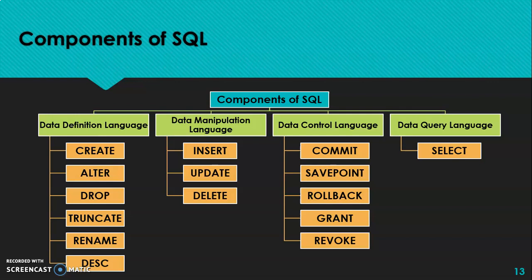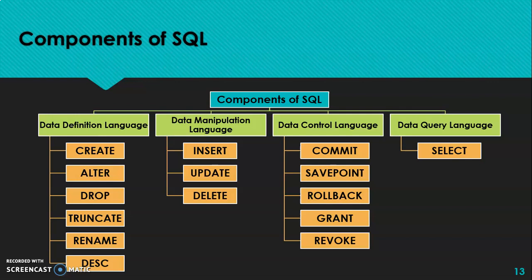Next you have drop. If you want to delete your table, then you use drop. Truncate: the table remains but if you want to remove the data inside the table, then you will be using truncate. Then rename, if you want to rename your table. And then DESC, or describe. This gives me the schema of my table, like what is the attribute name, what is its data type, what is its size.